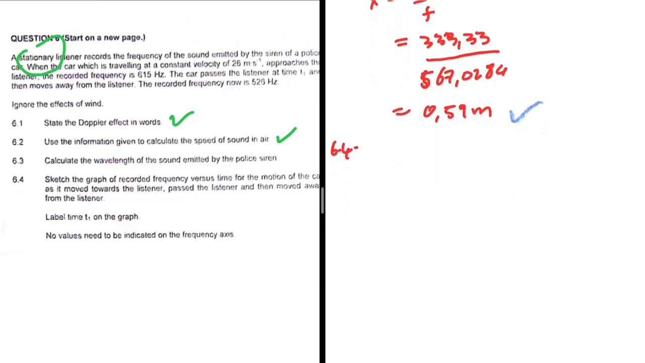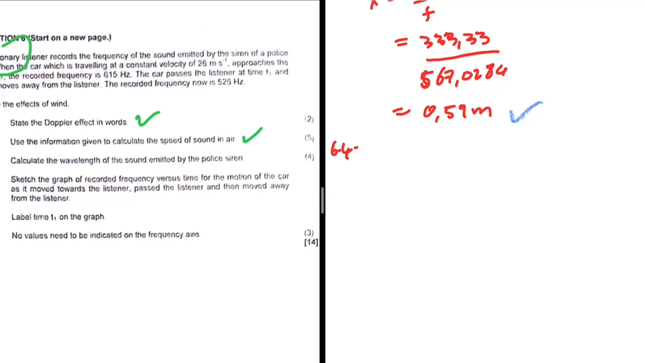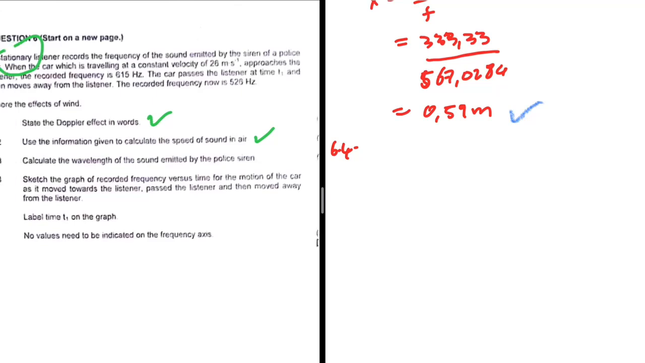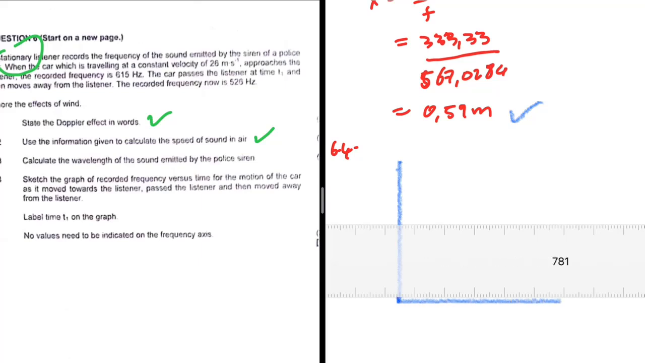Sketch the graph of recorded frequency versus time for the motion of the car as it moved towards the listener, past the listener, and then moved away from the listener. Label the time t1 on the graph. No values need to be indicated on the frequency axis. Okay, so let's take a look. First of all, we need the frequency axis. So there we have it, and then we have the time axis. So this is the time in seconds, and this is the frequency in hertz. We don't need to include any values.